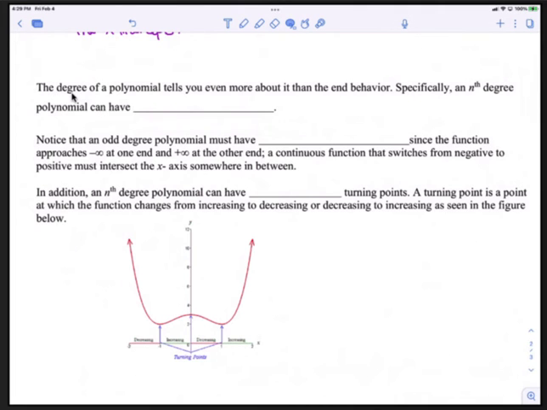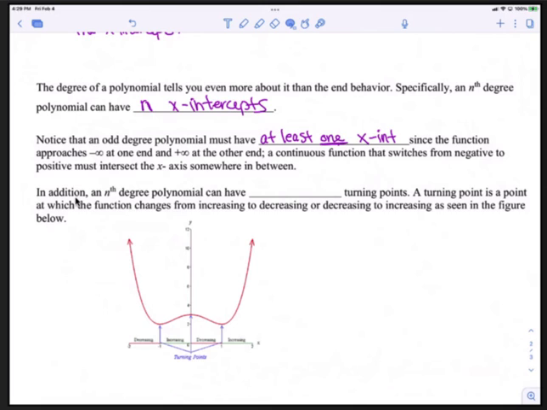Now, what about the degree? The degree of a polynomial tells you even more about it than the end behavior. Specifically, an nth degree polynomial can have up to n x-intercepts. Notice that an odd degree polynomial must have at least one x-intercept, and that is since the function approaches negative infinity at one end and positive infinity on the other. A continuous function that switches from negative to positive must intersect the x-axis somewhere in between.